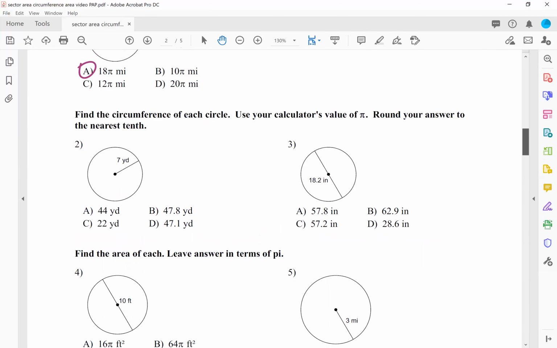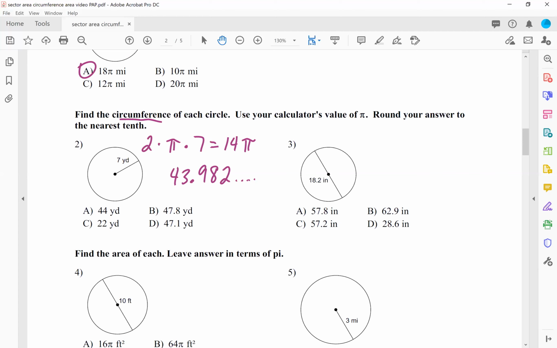Okay, next thing we have, here it says find the circumference of each circle, use your calculator's value of pi, and round your answer to the nearest tenth. Again, it's circumference. So we need 2 times pi, and then times our radius. In this case, our radius is 7. So it's 14 pi. I'm just going to type this in the calculator, 14 times pi, and I get 43.982, on and on and on.